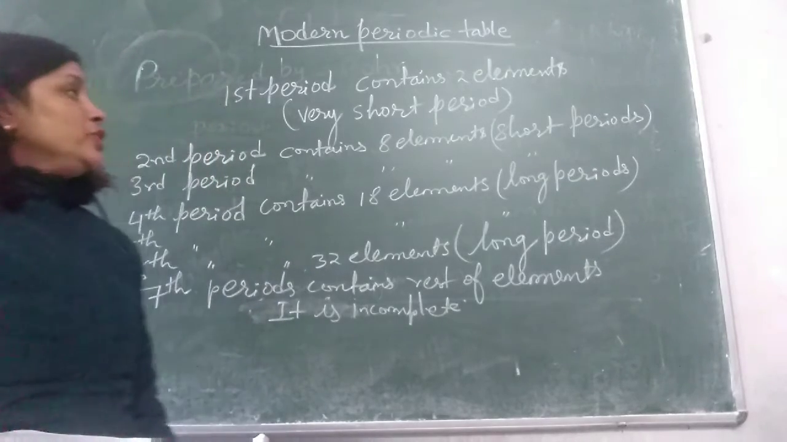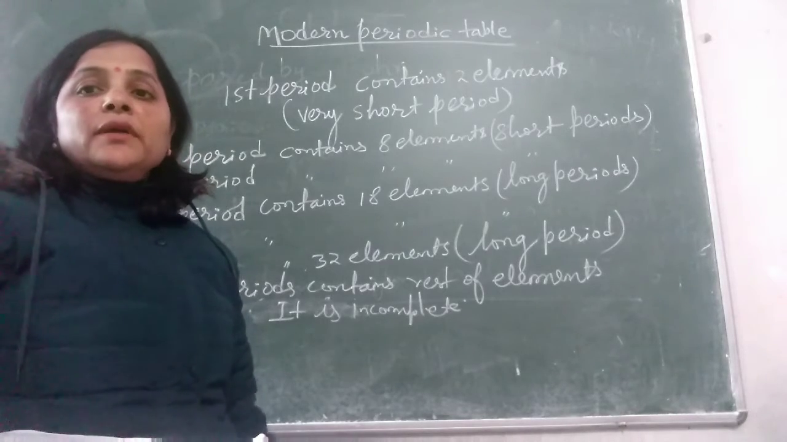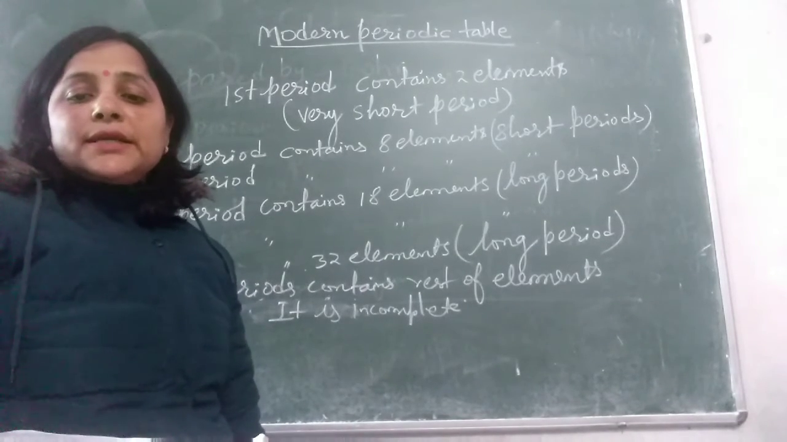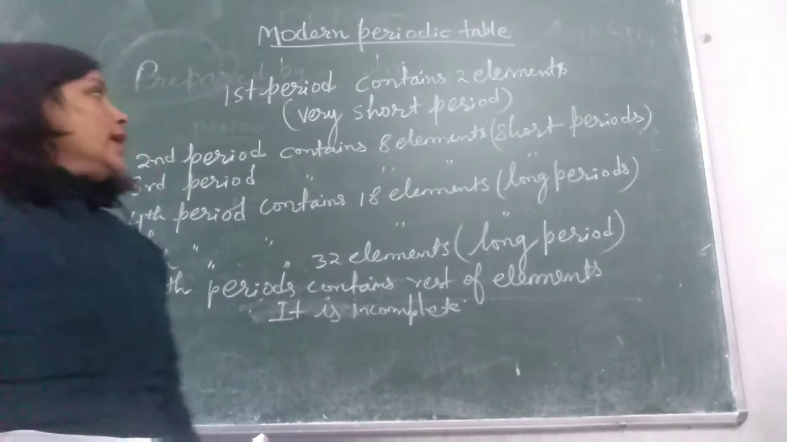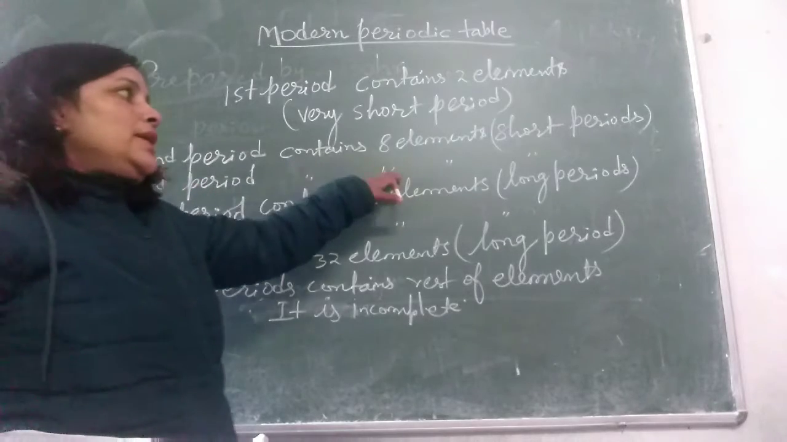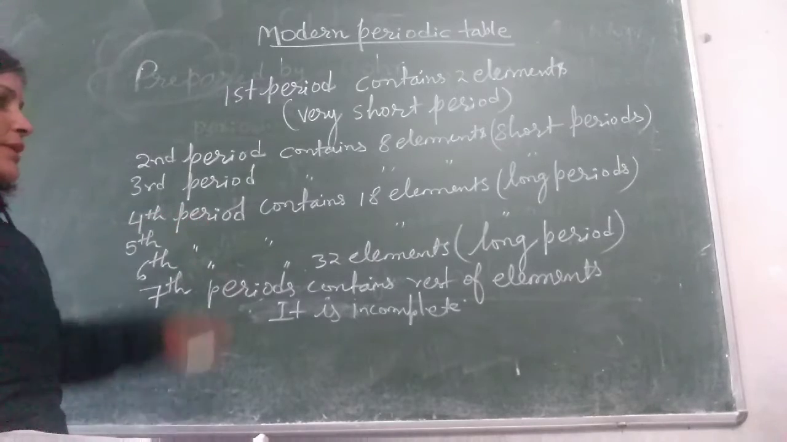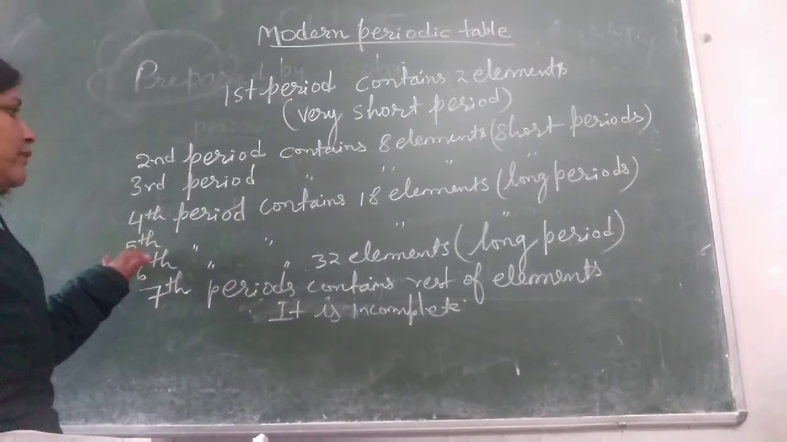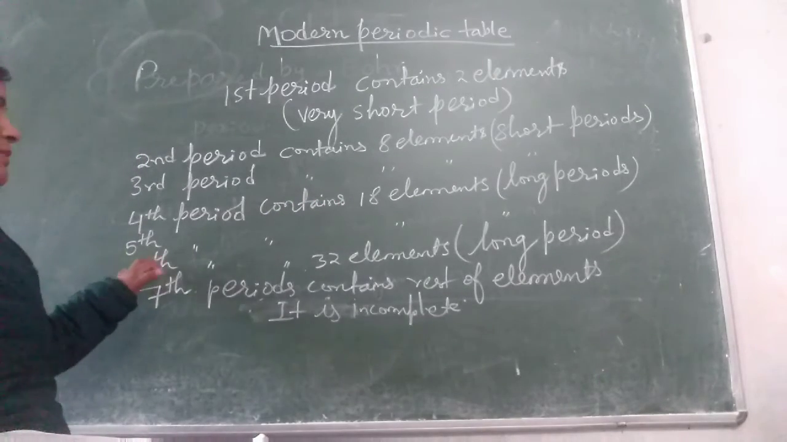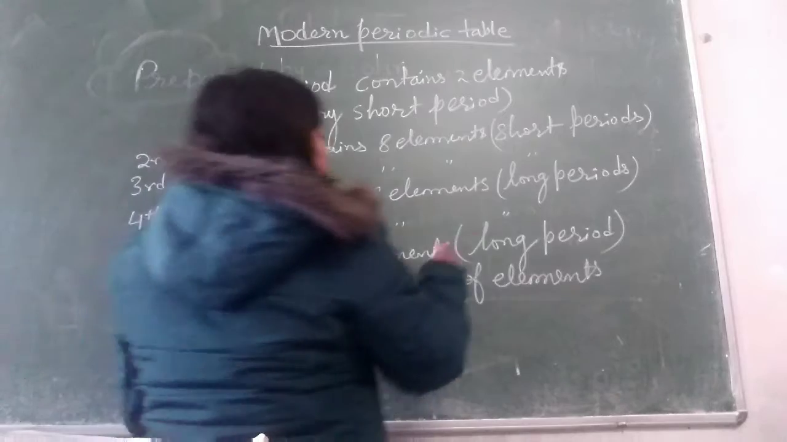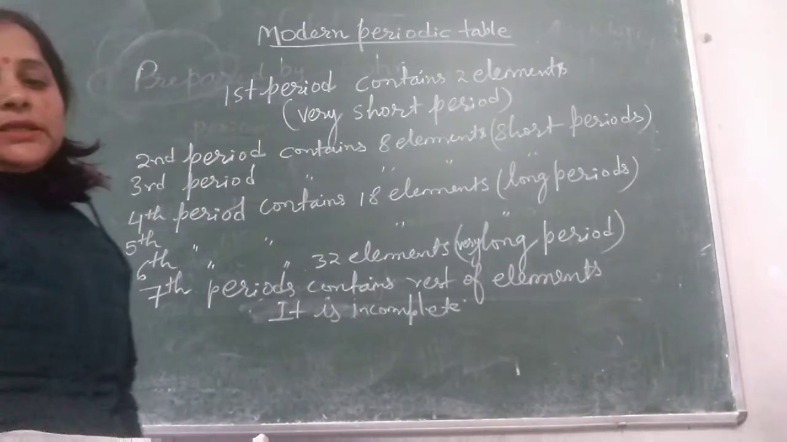Since there are a total of 7 periods in the modern periodic table, the first period contains only 2 elements, hydrogen and helium, and is therefore known as a very short period. The second period contains 8 elements and is called a short period. The third period contains 8 elements, therefore it is also known as a short period. The fourth period contains 18 elements and is known as a long period. The fifth period contains 18 elements and is known as a long period. The sixth period contains 32 elements and is therefore known as a very long period. And the seventh period contains the rest of the elements.